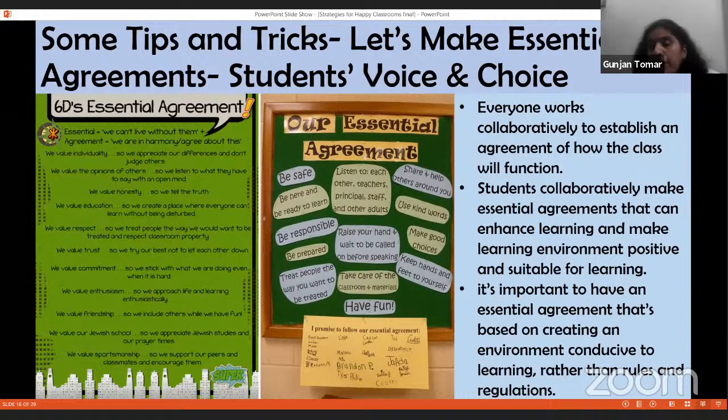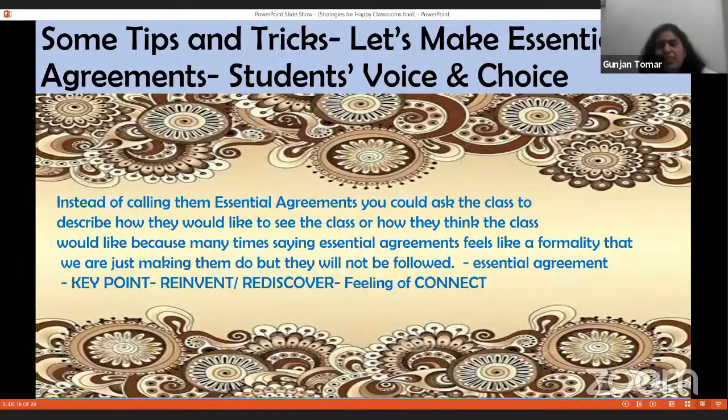Why are we walking? Why can't we run? Because if we run, we can get hurt, and a classroom is not a place to run. So this was what essential agreements were all about. Since we have been doing it over a period of time with all our students at the beginning of the session and the beginning of the term, this is what my student's feedback is. She said, ma'am, every time you are using the same word, essential agreement, it's losing its essence.